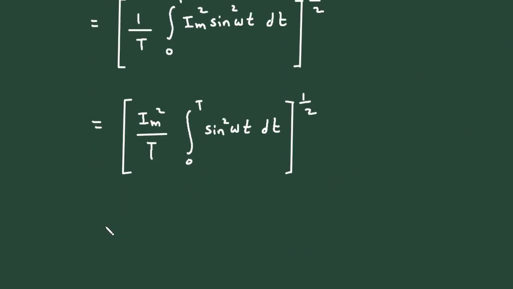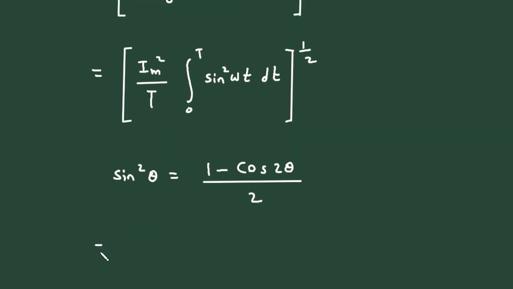Now there is one formula for sine square theta. It is equal to 1 minus cos 2 theta divided by 2. It is equal to square bracket, then Im square divided by T. Now integral from 0 to T. Now in place of sine square omega t, we will put this formula. So it will be 1 minus cos 2, now here the theta value is omega t.